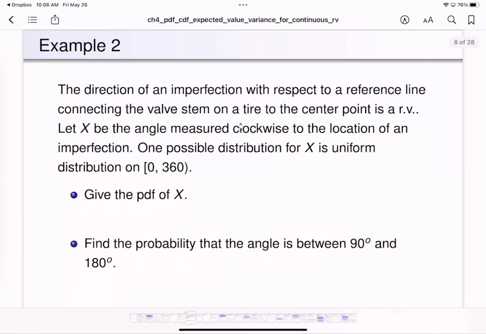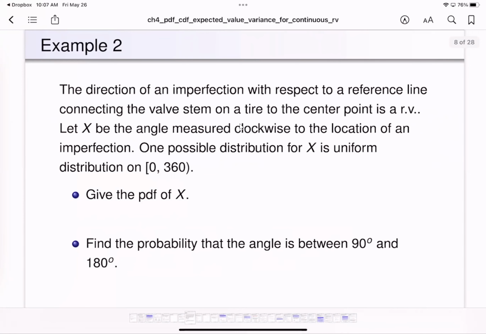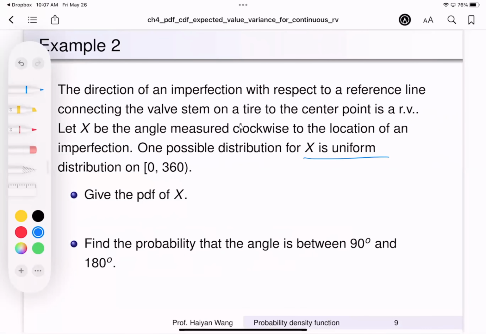So we do not really need to know too much about the background. As long as we know that this x is uniform on 0 to 360, then we know the density function of x can be written as 1 over the upper bound 360 minus the lower bound 0, if x is in this range, 0 to 360. And for others, the density is simply 0. This is the density function, the PDF.